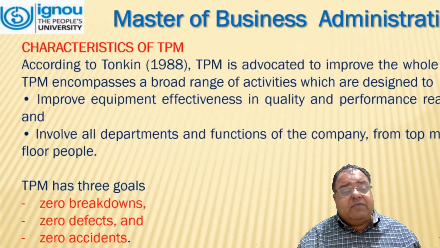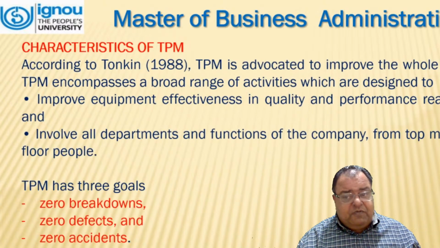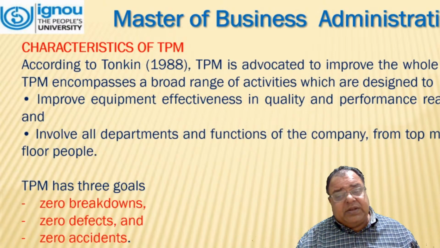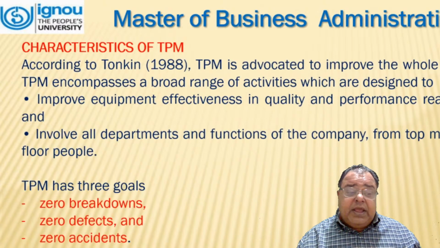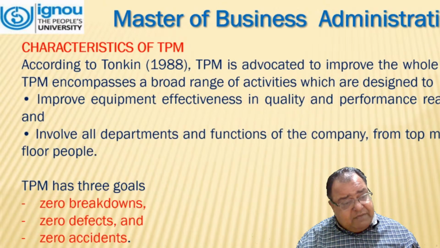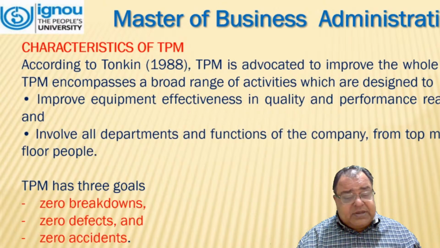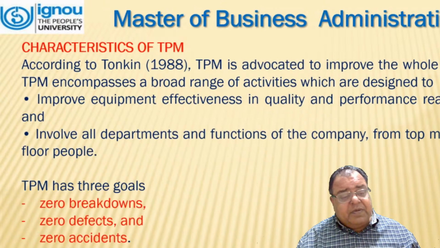What are the characteristics of TPM? According to Tonkin, TPM is advocated to improve the whole production process. TPM encompasses a broad range of activities which are designed to improve equipment effectiveness in quality and performance readiness, that is availability, and involve all departments and functions of the company from top management to shop floor people.